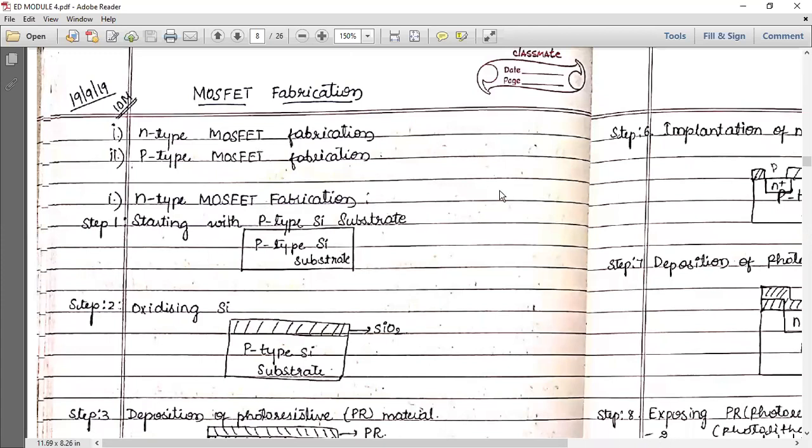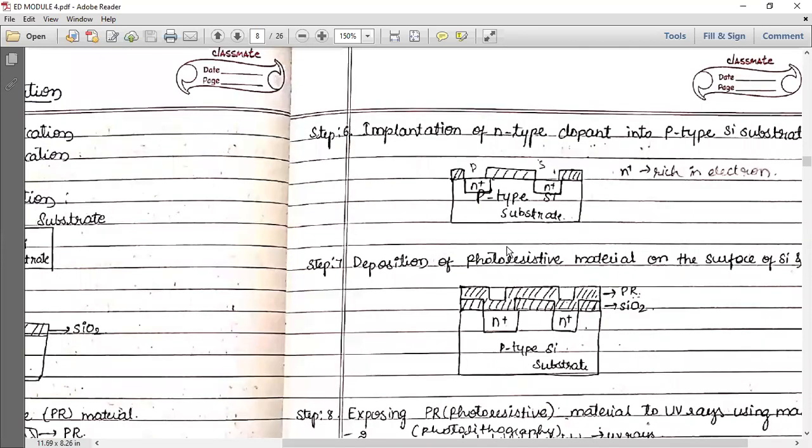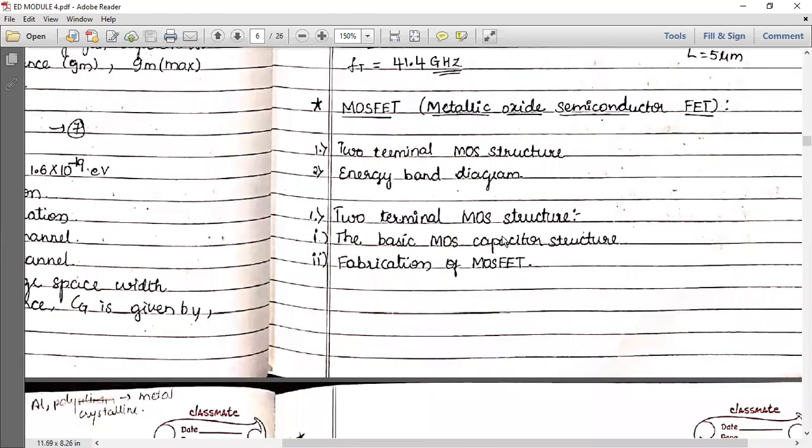Now I will mention your syllabus for the second IA. It is on Tuesday, for subject code 18EC33. The syllabus for the second IA starts from the topic left in the first IA, I think the amplification of BJT, and goes up to fabrication of MOSFET, that is, the two-terminal MOS structure.